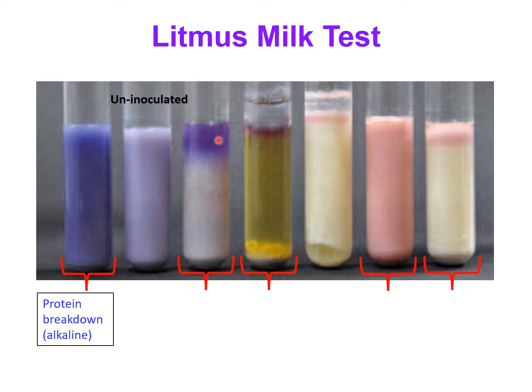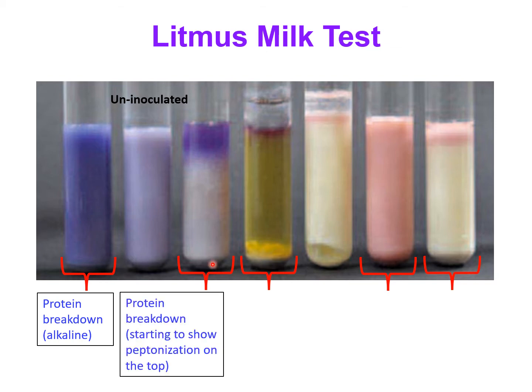Now, what if the solution, as you can see, is kind of blue, but now you have that white precipitation at the bottom? Now, that means, remember, that you're getting the litmus reduction, right? So when you see that white precipitation, that means litmus reduction is taking place. And the protein is being broken down, okay?